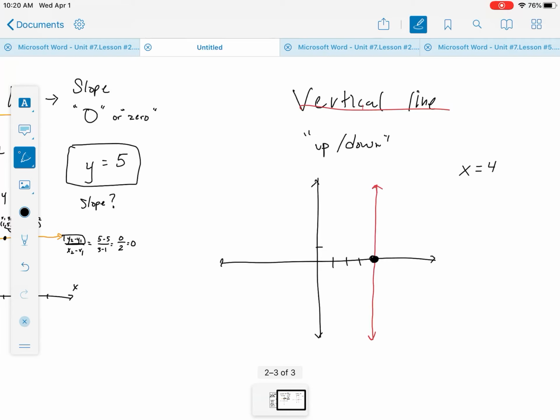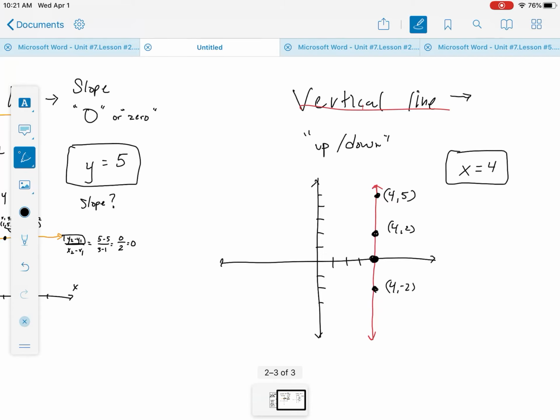And to label other coordinates, perhaps this coordinate right here of 4, 2. Perhaps this coordinate here, 4, negative 2. And maybe this coordinate here, 4, 5. Notice, every x value is 4. Hence, the equation of this vertical line is x equals 4.